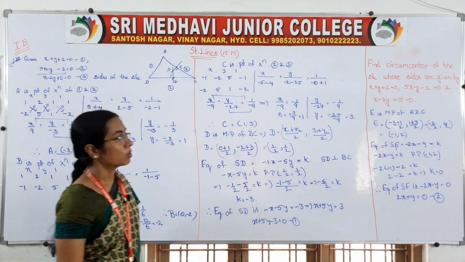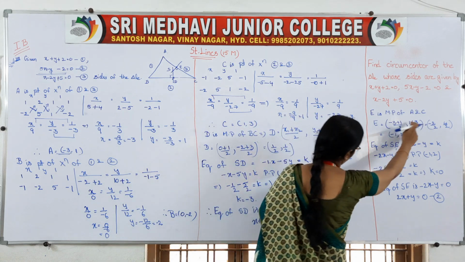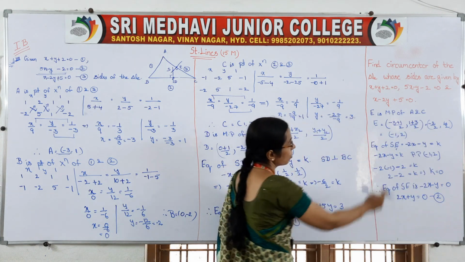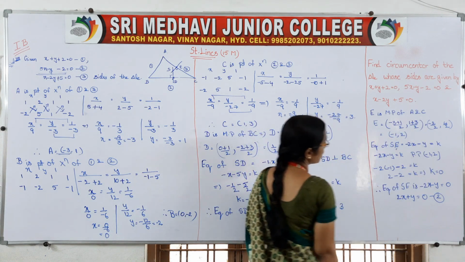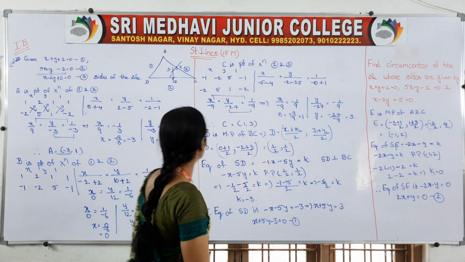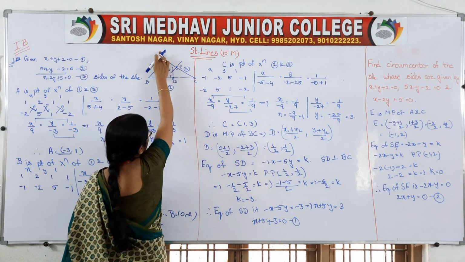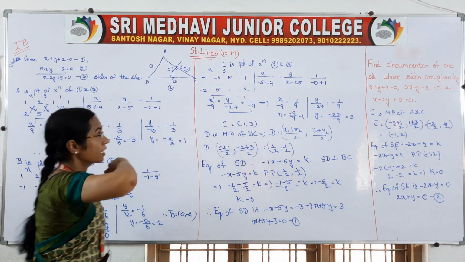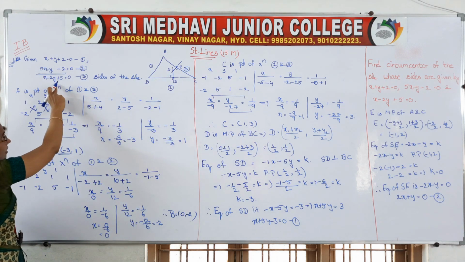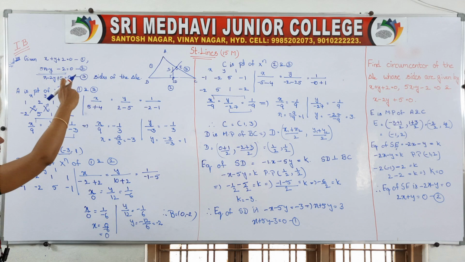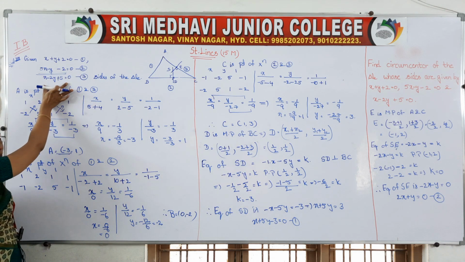So E is equal to (x1 plus x2)/2, (y1 plus y2)/2. We got the E point. Now try to write the equation of SE. SE is perpendicular to AC. So AC means this is the third line. Your SE is perpendicular to this one, right?